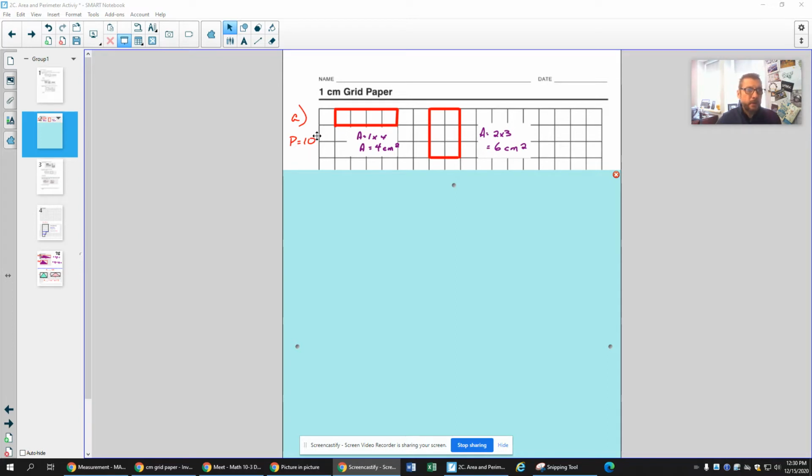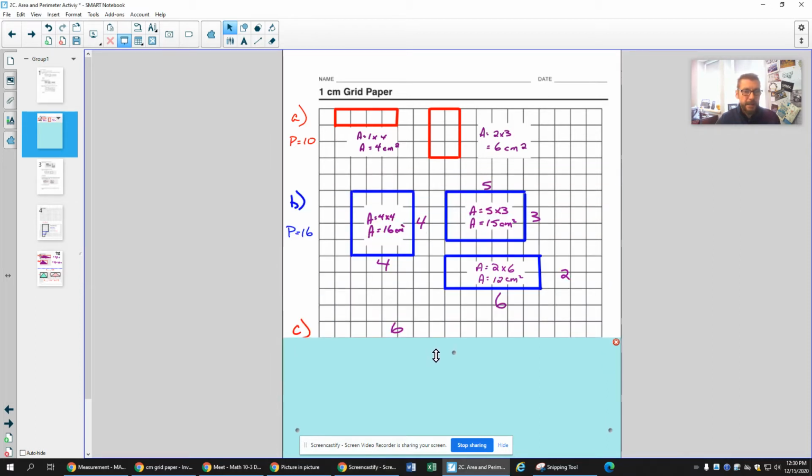So then if I have a 1 by 4 rectangle, that area is 4 centimeters squared. And then another shape I can use is 2 by 3 or 3 by 2. If I'm halfway around again, it's 5, and the other halfway around is the other 5. So my perimeter is 10, and that has an area of 6.